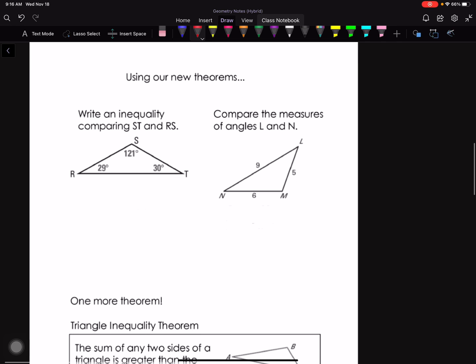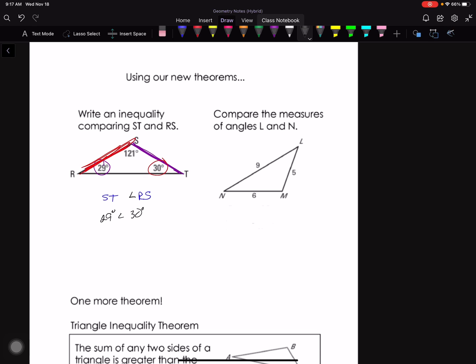So using our new theorems, write an inequality comparing ST and RS. So we just need to write the inequality. So ST right here is opposite of the 29-degree angle, and RS is opposite of the 30-degree angle. So what we could say is ST is actually going to be less than RS because 29 is less than 30. The angle opposite of ST is smaller than the angle opposite of RS.